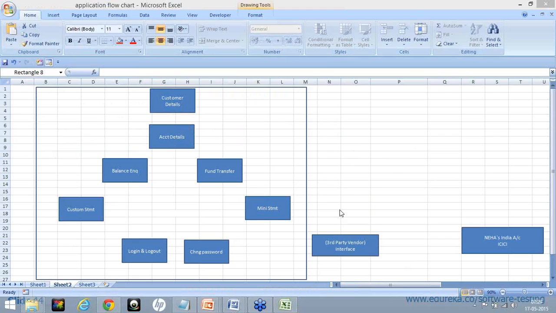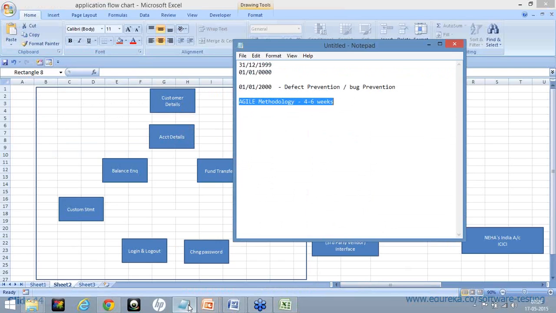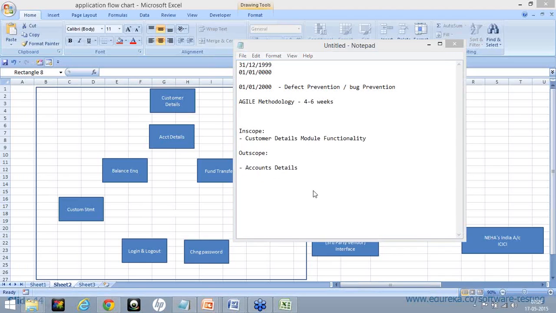So what we can do is say in scope, what is there in the in scope? I'm just typing, please take a look. In scope, I will say we have customer details module and functionality, and out scope is what? We will not do anything with the account details module. So there should not be any kind of testing carried out in the account details module. You understood? So these kinds of details, you'll have to make very clear.